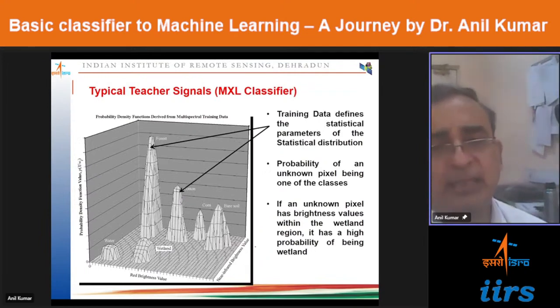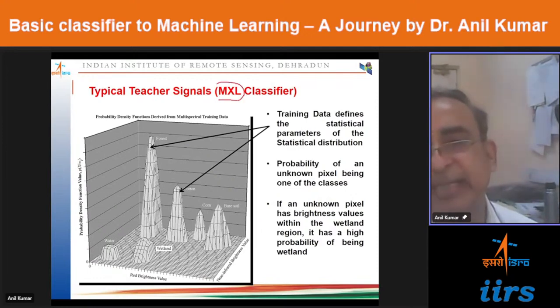The basic classifiers, if you see in the literature for supervised or mainly unsupervised classification approaches, mainly the statistical classifiers were the first basic algorithms. Typical teacher signals, you can have the XML classifier.